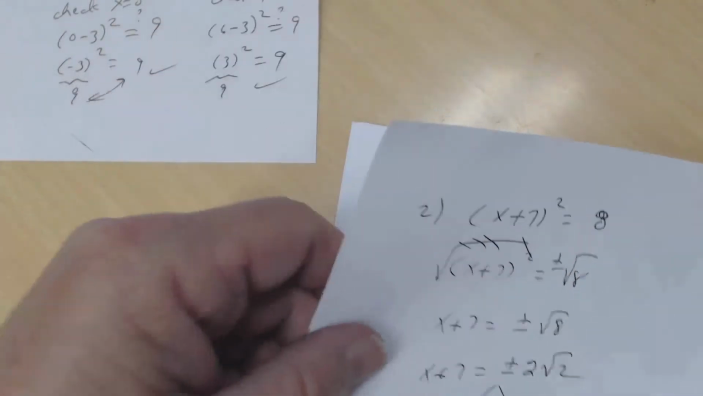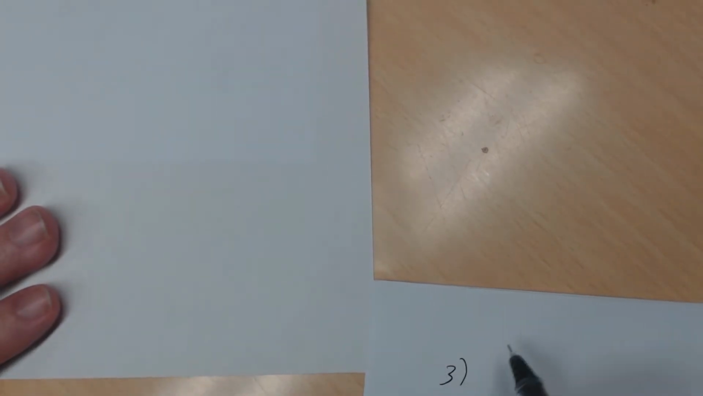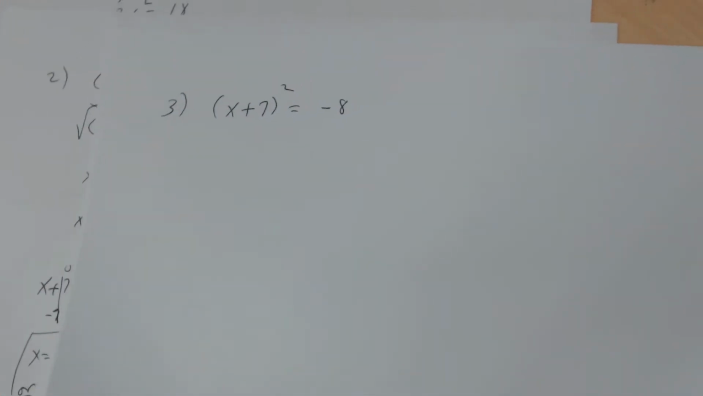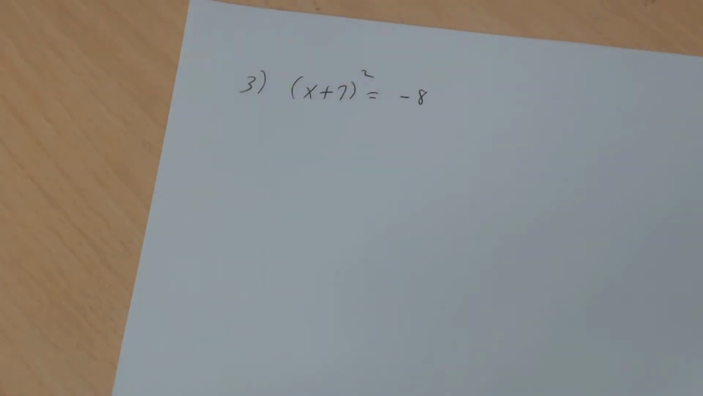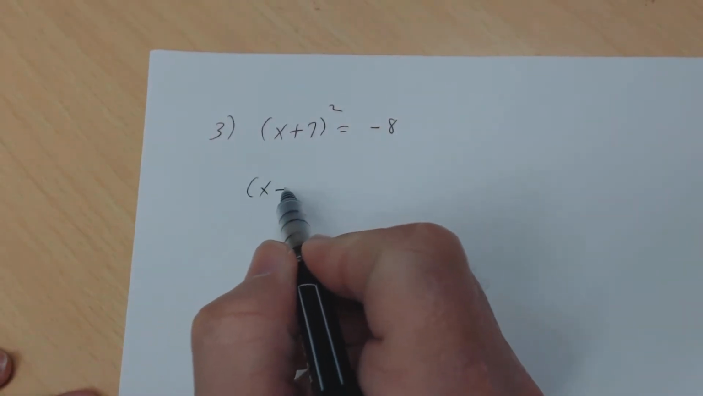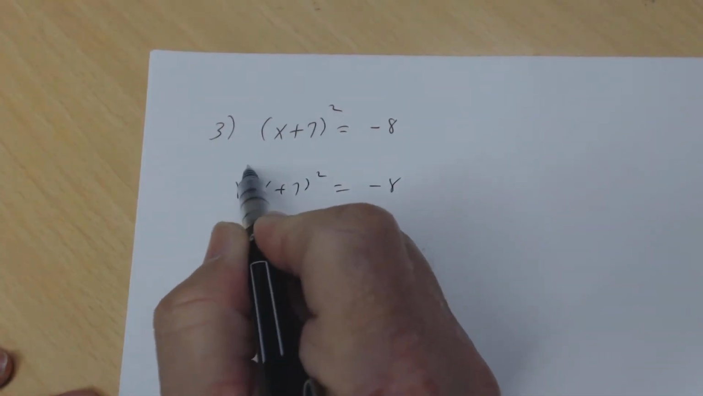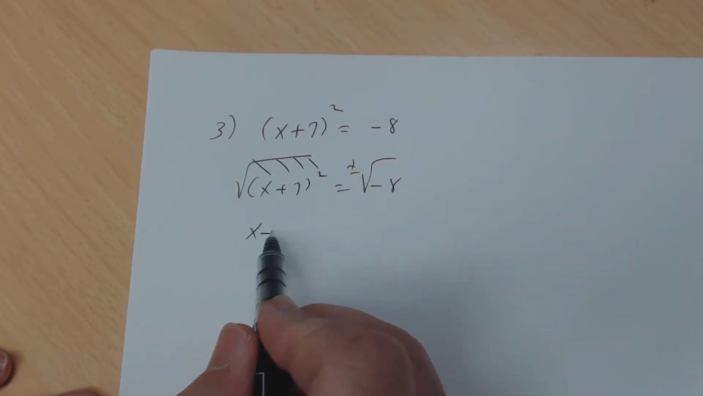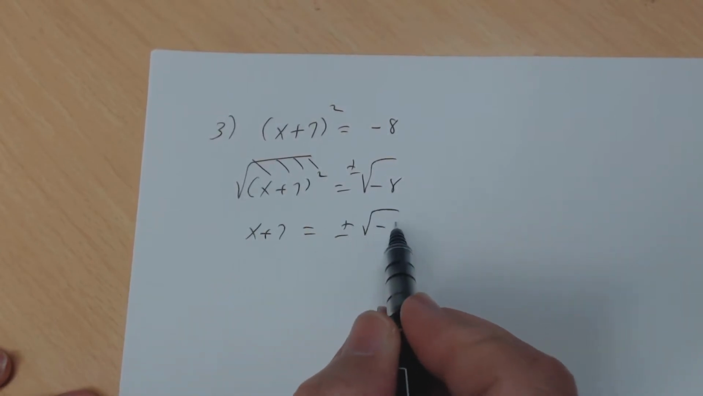All right, so let's look at number 3. Suppose you had x plus 7 squared equal, let's say, negative 8. So x plus 7 squared equal negative 8. You're going to take the square root of both sides, just like we did before. It's already in the form something squared equal number. So I'm going to take the square root of both sides, plus or minus. The square and the square root undo each other. So you get x plus 7 equal plus or minus the square root of negative 8.